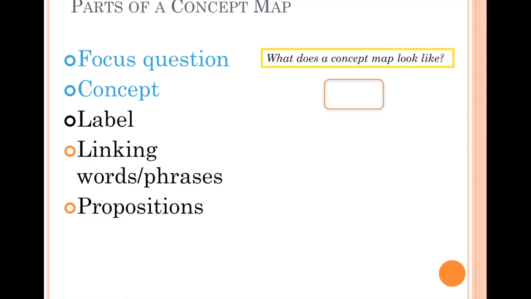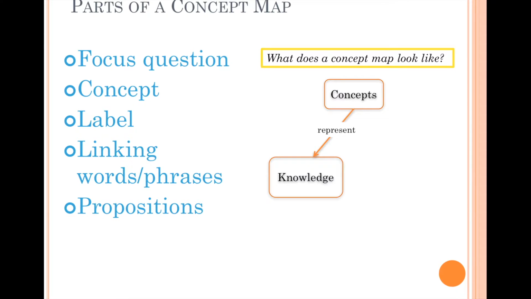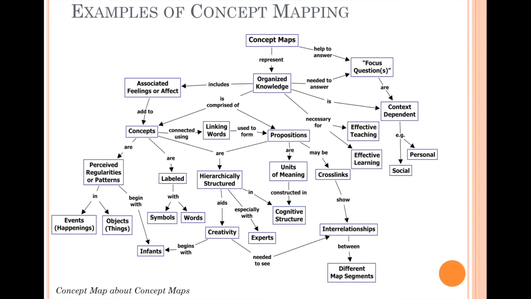Linking words or phrases are used to connect two different concepts. Essentially, they define the relationship between two concept labels and steer the direction of your concept map structure. Finally, when you connect one concept with another using a linking word or phrase, you have a proposition or statement of meaning. In this example, we used all of these components to start a concept map that tells us concepts represent knowledge. This is a concept map about concept maps, courtesy of the Florida Institute for Human and Machine Cognition.